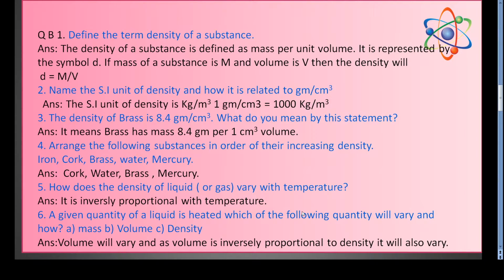Question number 6: A given quantity of liquid is heated. Which of the following quantities will vary, and how? Here volume and density will vary, because volume is directly proportional to temperature. If the temperature increases, there will be expansion and volume will increase. But density and temperature are inversely proportional to each other. So if temperature increases, density will decrease, and vice versa.